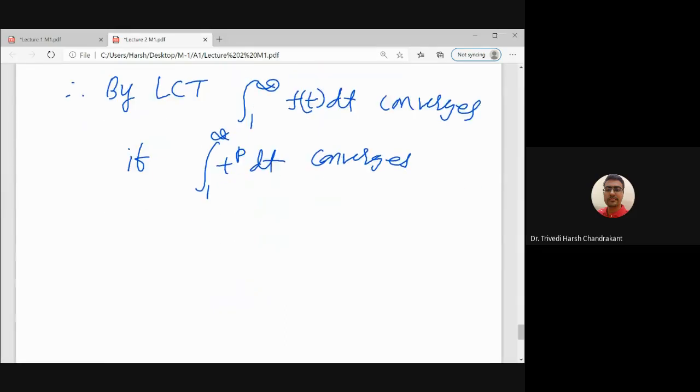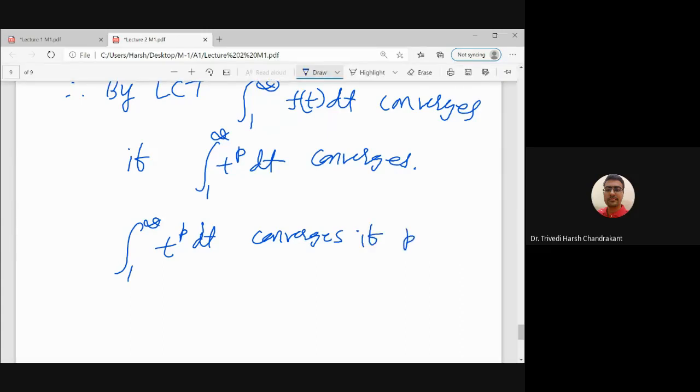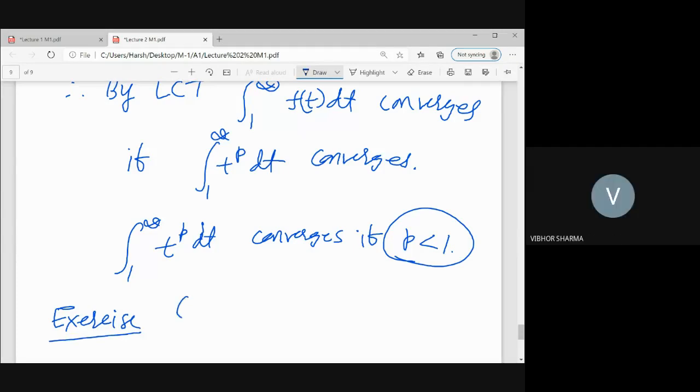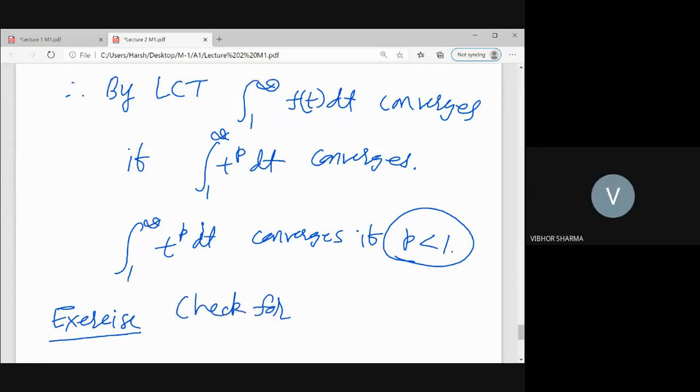So for which values of p does this integral converge? Greater than 1. p less than 1. p less than 1, because here we have a t power p in the numerator. This converges if p is less than 1. Now for other values of p, we need to check that. That I have not done, so I will give it as an exercise. Sir, maybe check, it will not converge? No, this is already proved that it converges for p less than 1.